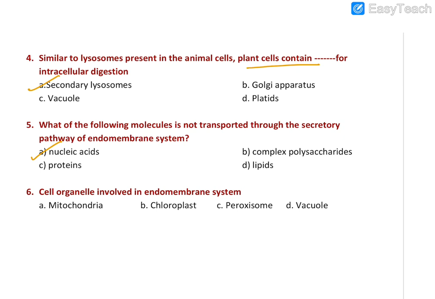Which cell organelle is involved in the endomembrane system? Mitochondria is not involved in the endomembrane system. Mitochondria is a double membrane bound cell organelle. Chloroplast is also a double membrane bound cell organelle, even peroxisome. But the vacuole is a single membrane bound cell organelle. It is actually involved in the endomembrane system. So the answer will be D. All these organelles we have studied are involved in the endomembrane system.